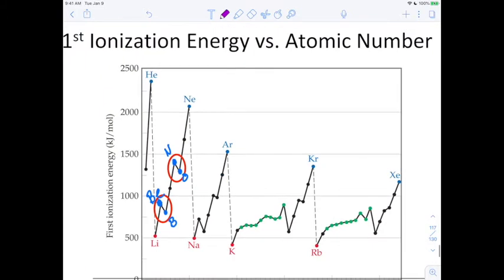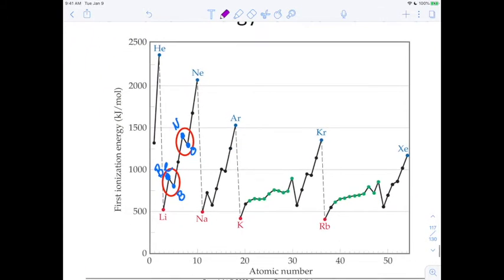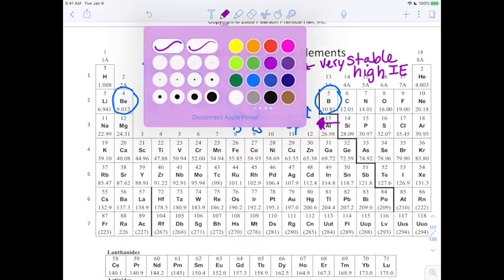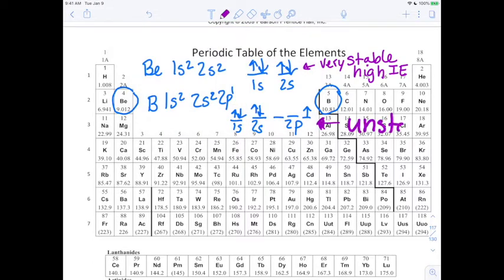So our ionization energy for beryllium is higher than we expect it to be, because what we're doing is destabilizing a stable electron configuration. Now boron, on the other hand, has this rogue electron that's bouncing around, and it is very unstable. Feels like sacrilege to write on top of the periodic table.